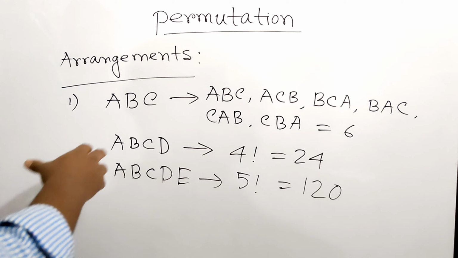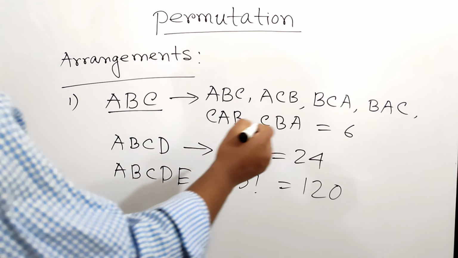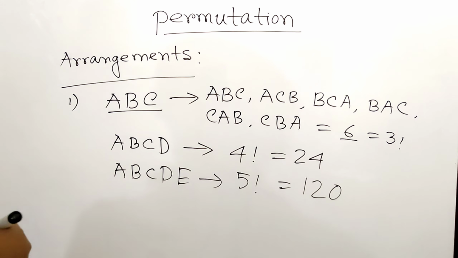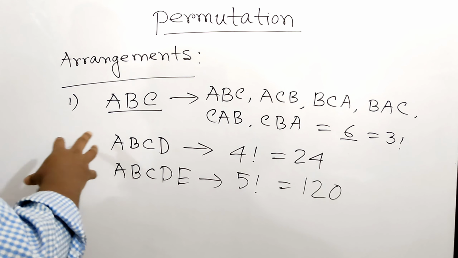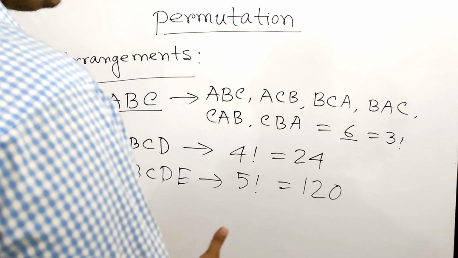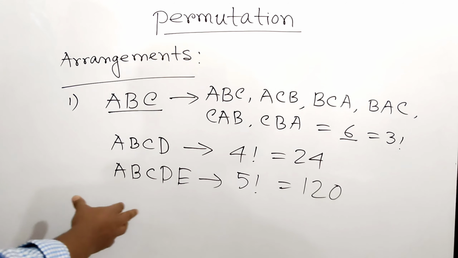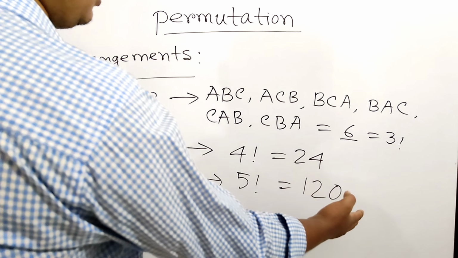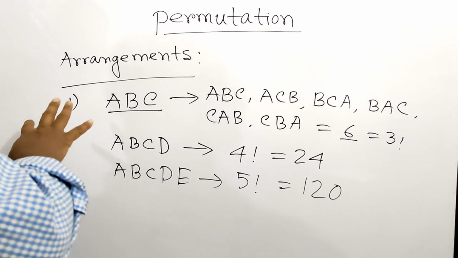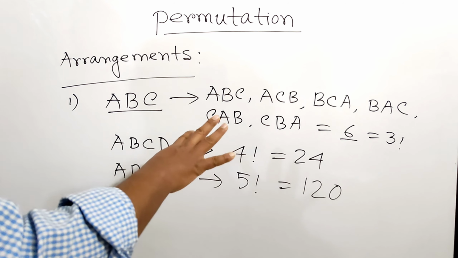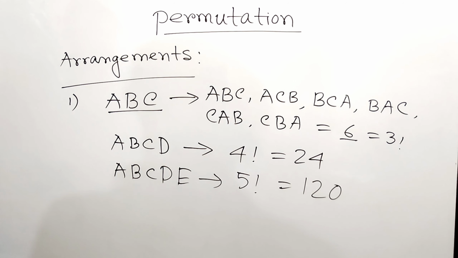Okay, so here only 3 letters, that is 6, that means 3 factorial. So if it is 4 letters, if all the letters are different, then you just use the factorial notation. If it is 6 letters, then you just use 6 factorial. If it is 7 letters, then you just use 7 factorial. In that way you can arrange all the distinct letters. That means if all letters are different, then you can easily find the number of arrangements of the letters.